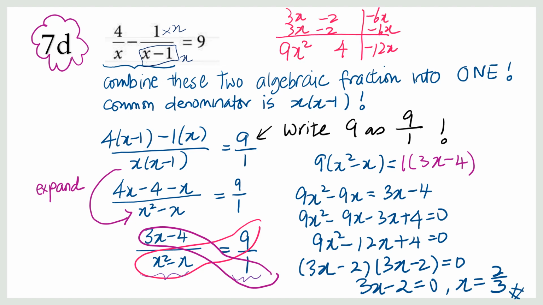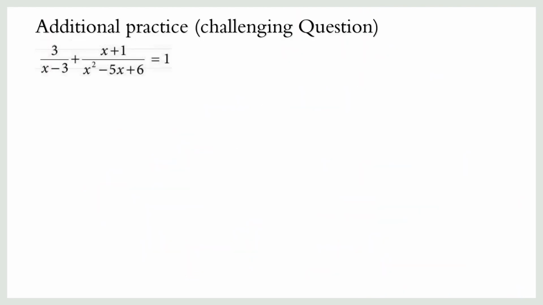Right, so you will have two linear factors that are the same, which is 3x minus 2. So you can apply your AB product rule. You just let 3x minus 2 equals to 0. So you will get here x equals to 2/3. Okay. Right, so far we have managed to solve some rather basic questions. Now let's do more additional practice. Let's look at some challenging questions.